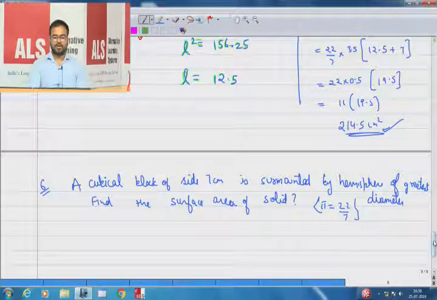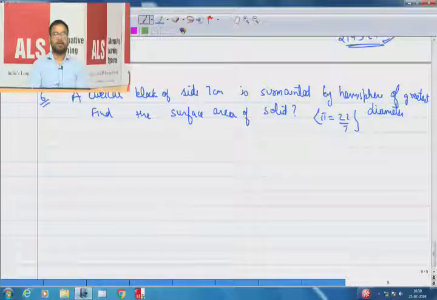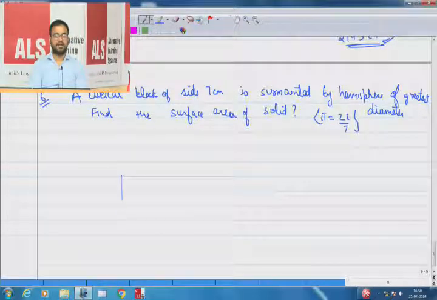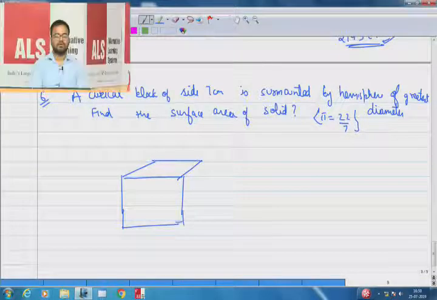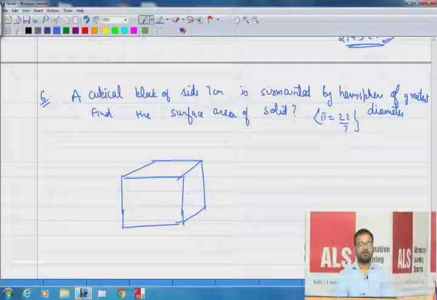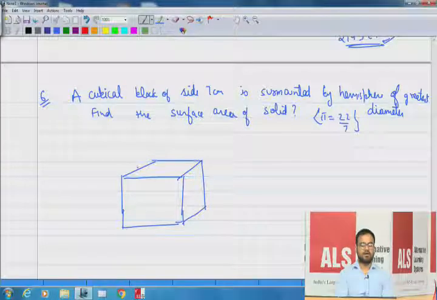Okay, should I give you the diagram? Although diagram is not there in the question, but let me give you the diagram. It is somewhat like this. This is the cube, and on the top of it we have the hemisphere like this.